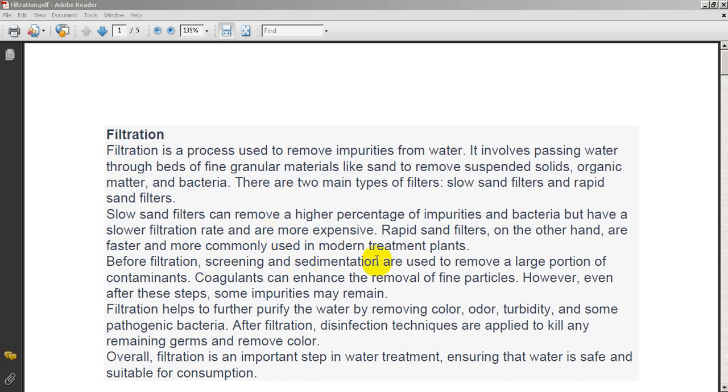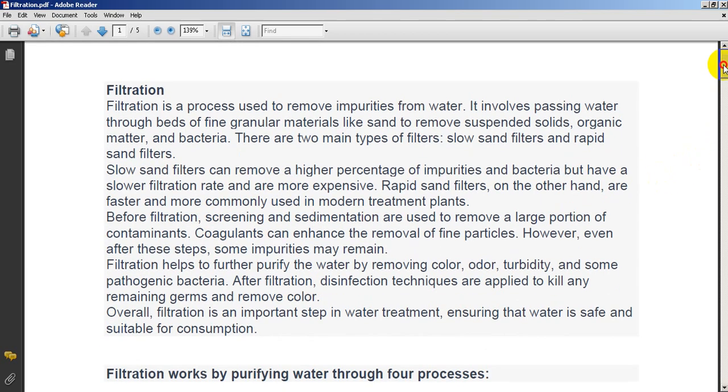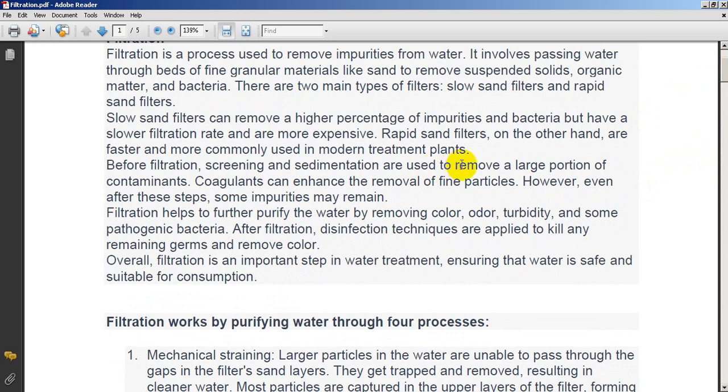Before filtration, screening and sedimentation are used to remove a large portion of contaminants. Coagulants can enhance the removal of fine particles. However, even after these steps, some impurities may remain. Filtration helps to further purify the water by removing color, odor, turbidity, and some pathogenic bacteria.